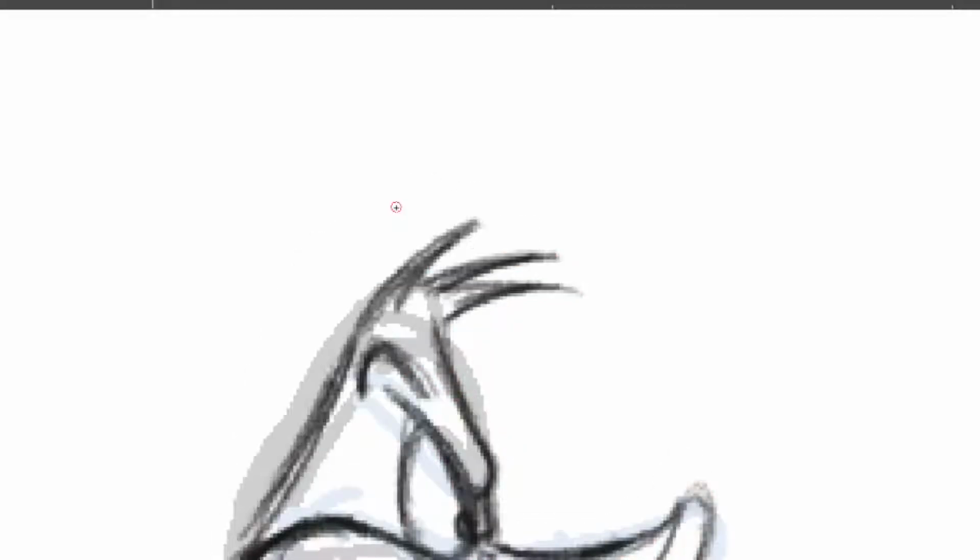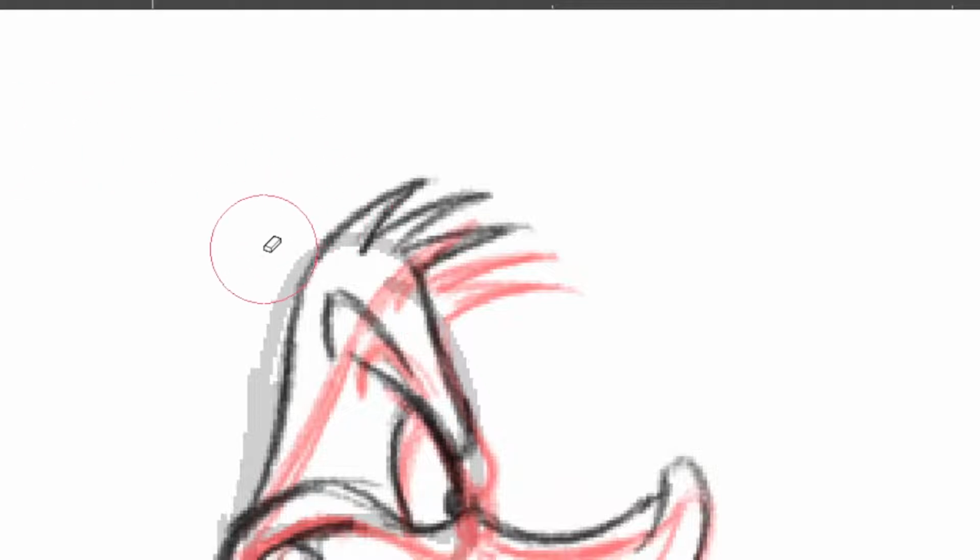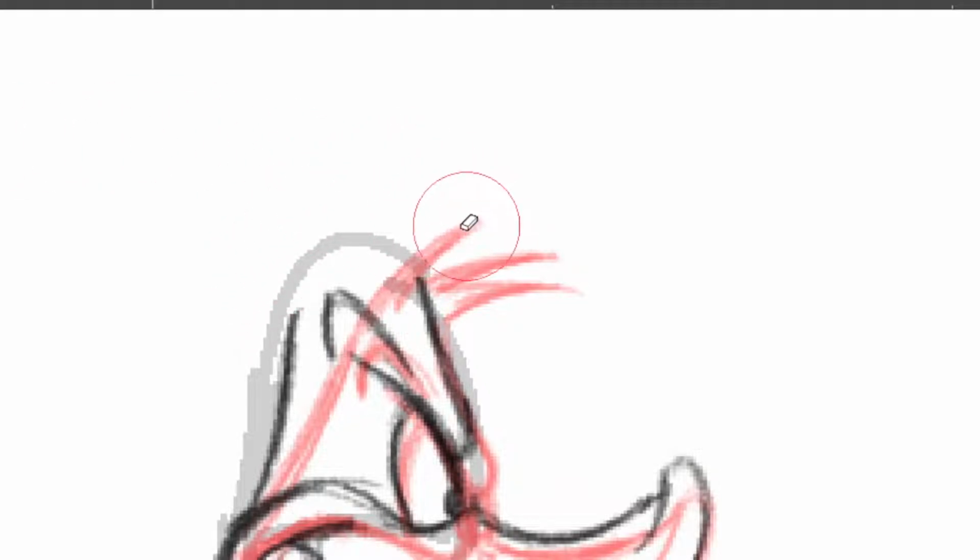That might be a bit too high of a head. Yeah. It's a bit weird with no undo tool. It's a very common thing.